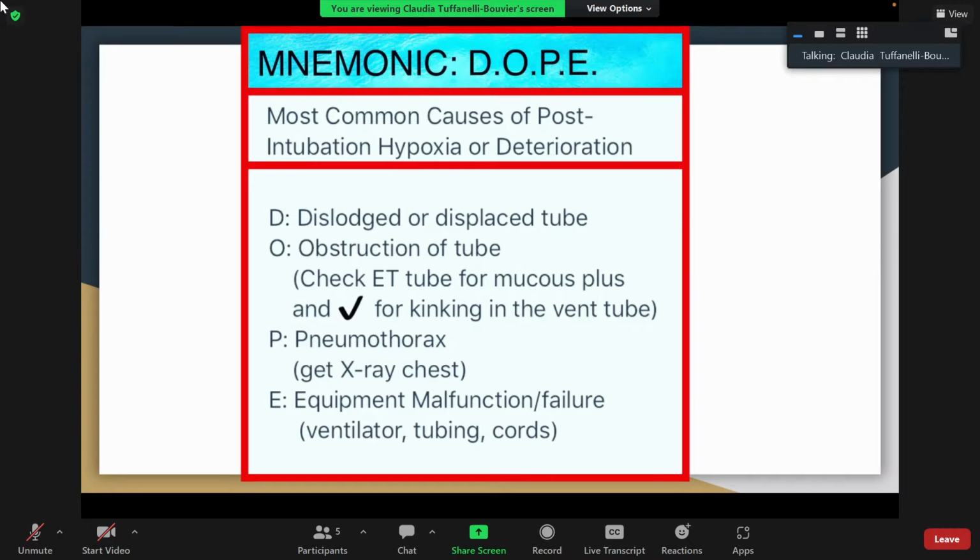Are they becoming hypotensive? Are they really tachycardic? Do they look extremely uncomfortable? Those are the things you're going to watch out for. Dislodged tube, obstruction of the tube, pneumothorax, equipment malfunction. So these are patients that usually get as close nursing as you can afford in the emergency department, I'll say. And they should bring it to your attention if your patient's not doing well.